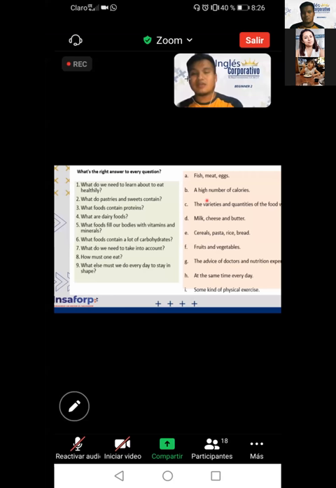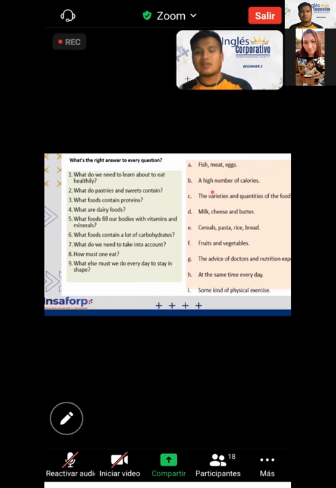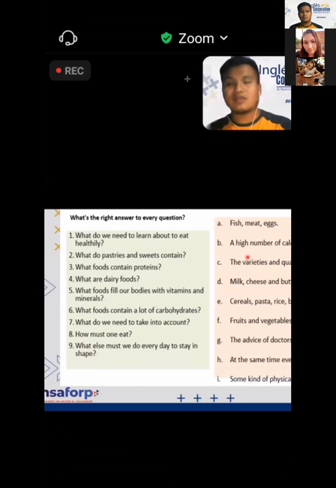De leche, queso y margarina. And the what food a lot of carbohydrates. Cereals, pasta, rice and bread. De la number five. What foods give the body vitamins and minerals? Vegetables and fruits. Fine. Pero hicimos la 8, pero la 8 dice: what else must we do to stay in shape? En forma. ¿Qué más necesitamos para estar en forma?